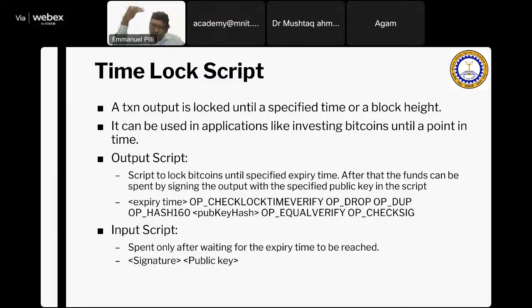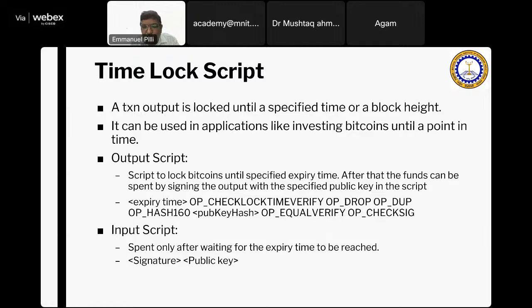You say some 100 blocks should be created, or so much time. You also know every 10 minutes one block is created in Bitcoin. So in 1 hour there are 6 blocks which are created. So if you want 100 blocks, some 16 hours have to be spent. So you can set the time like that, so that after so and so time you can spend it.